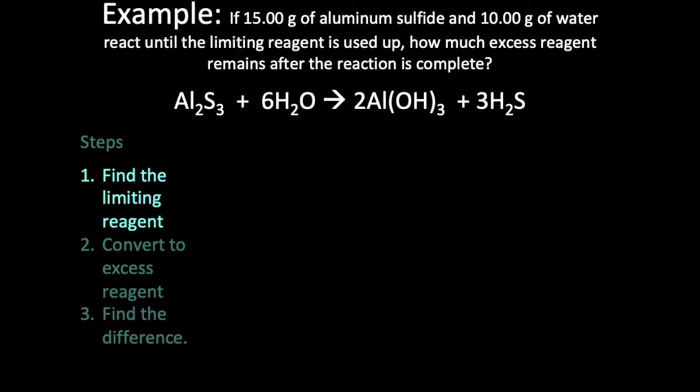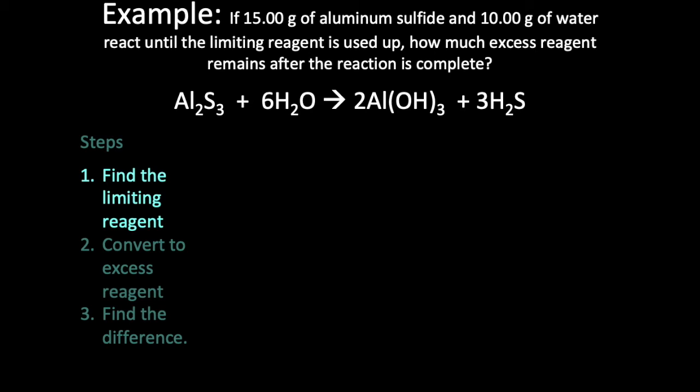Our example problem: if 15 grams of aluminum sulfide and 10 grams of water react until the limiting reagent is used up, how much excess reagent remains after the reaction is complete? So our aluminum sulfide there is the first, and then we have the water, which is our second. So those are the two reactants. One of them is limiting. In this video, we're not going to go through and calculate the limiting reagent, but if you need a reminder on how to do that, you can check in with the last video that dealt with limiting reagents and theoretical yield.